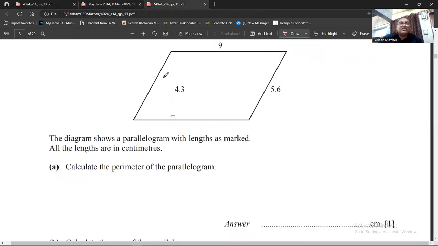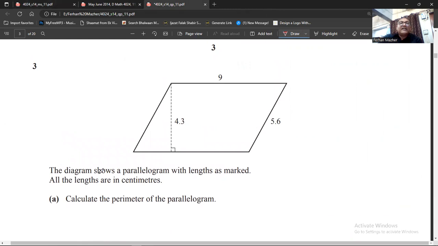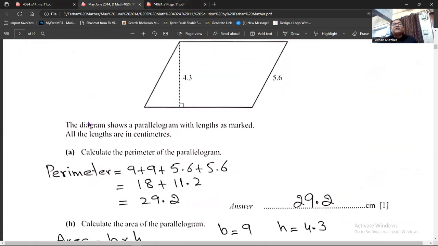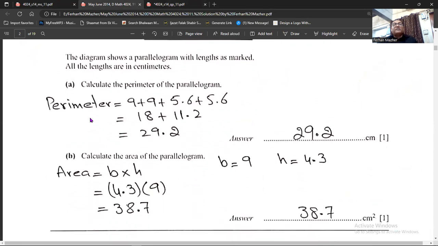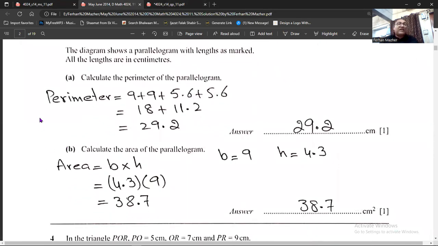We have question number 3. He says the diagram shows a parallelogram with lengths as marked. All the lengths are in centimeters. Calculate the perimeter of the parallelogram. Because this is 9, this side will also be 9 in the parallelogram. The opposite sides are equal. This is 5.6, so this side will also be 5.6. The perimeter means you add up all 4 sides. So it will be 9 plus 9 plus 5.6 plus 5.6, and that will be 29.2.